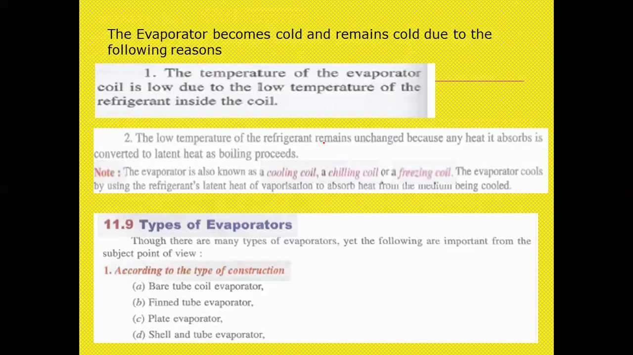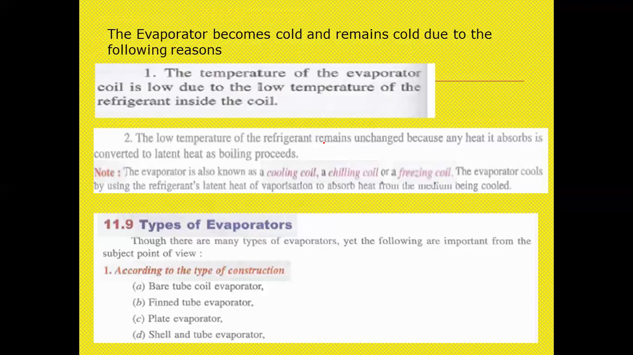The first one is the bare tube coil evaporator. Bare means without having anything. The second one is the finned tube evaporator. The next one is the plate evaporator. The next one is the shell and tube evaporator. These are the four main types according to the type of construction.